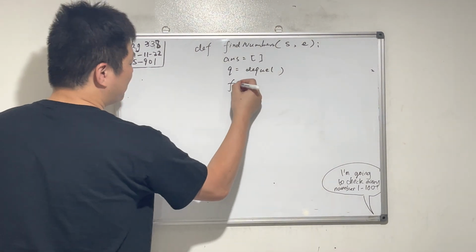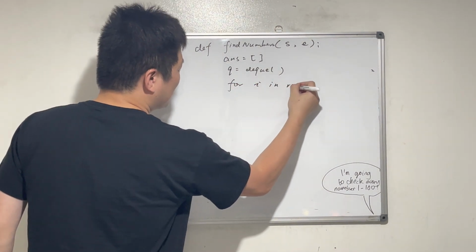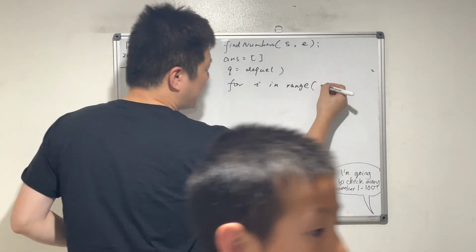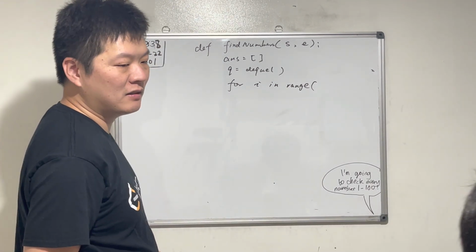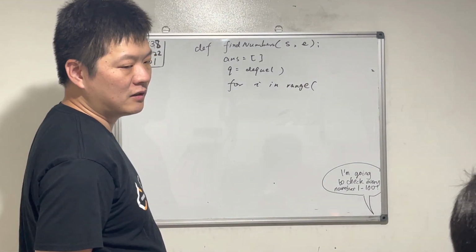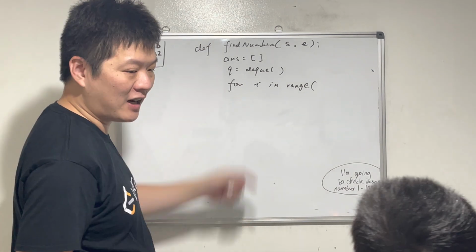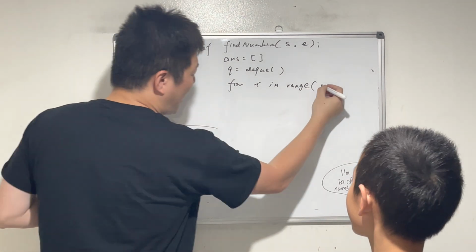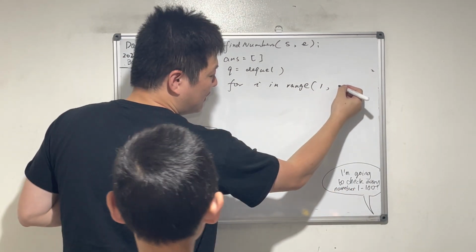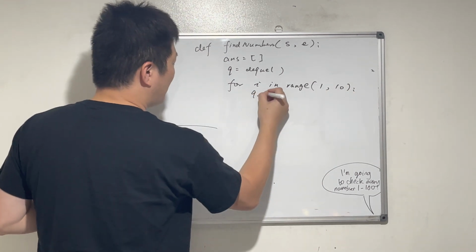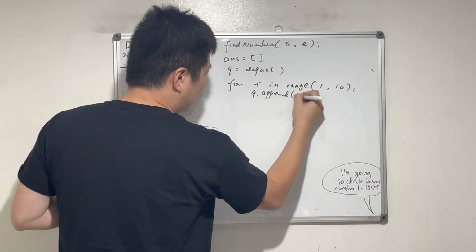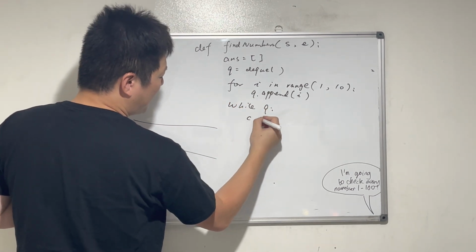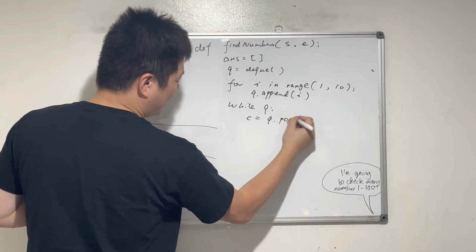So at the beginning, for i in range 1, we want to push the first digit. So what should I do here? For i in range 1, we want to push 1 to 9. So 1 to the second parameter, which is what? 10, yeah. And then Q dot append i. And then while Q, we take a number, C equals Q dot pop left, right?